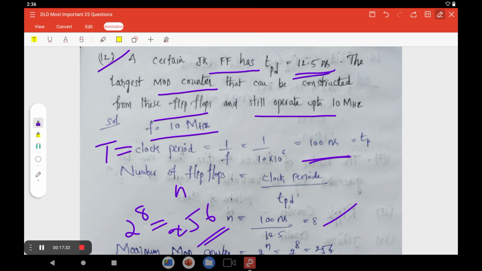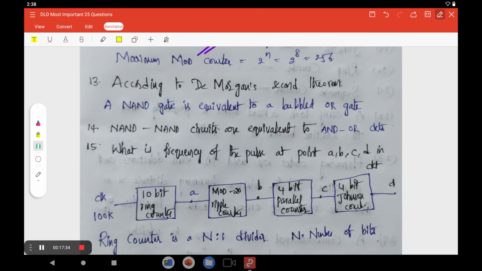So the next question, guys, is question number 13. According to De Morgan's second law, a NAND gate is equivalent to the bubbled OR gate. Or if you go for any shortcuts, you will find the same answer, because the standard definition of a NAND gate is the bubbled OR gate. At the same time, a NOR gate is equal to the bubbled AND gate. So that is the difference, right? You have to remember it that way also.